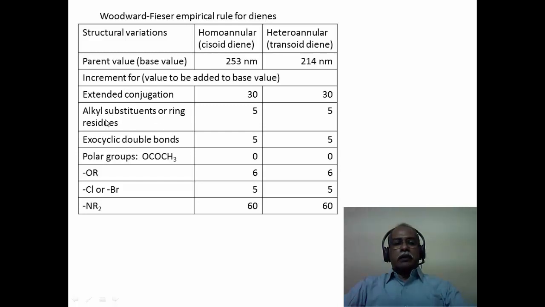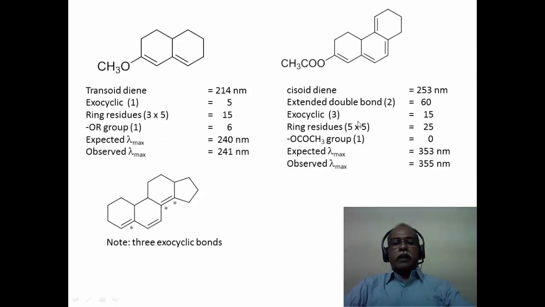We will define what is alkyl substituent or ring residue in a minute. So essentially the substituents that are present on the double bonds. For each substituent, you add a value of 5 nanometers. If there is an exocyclic double bond, you add a value of 5 nanometers. A polar functional group like acetate doesn't make any difference. However, methoxy, bromo, chloro or dialkylamino groups all contribute significantly. Particularly the dialkylamino group contributes quite significantly, shifting the value by 60 nanometers more than the base value, for example. Let us have some examples of calculation using this type of additivity rule.